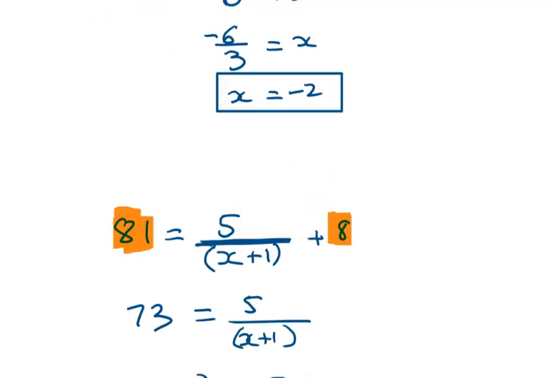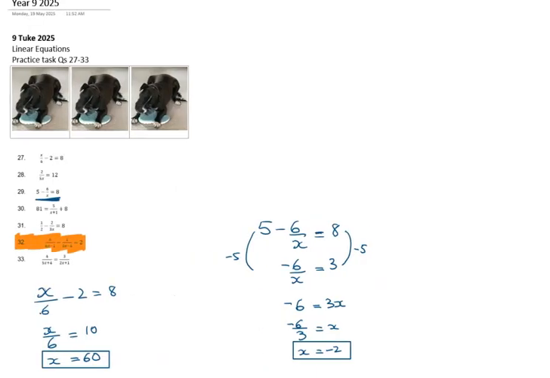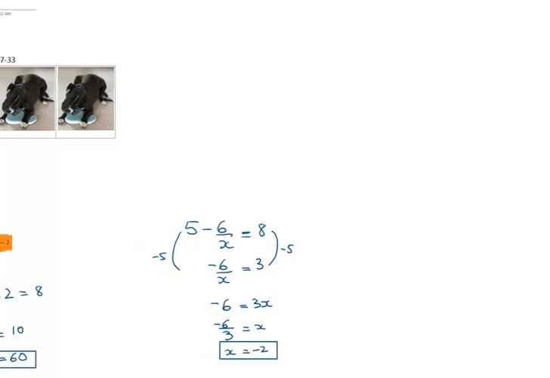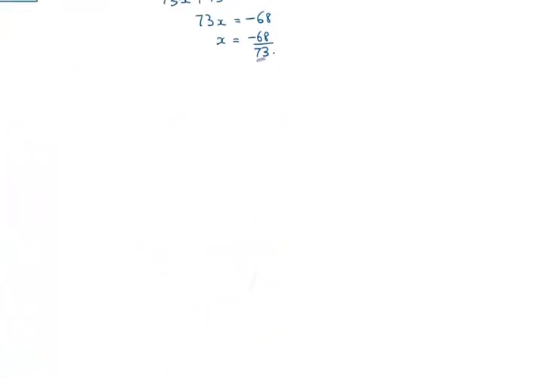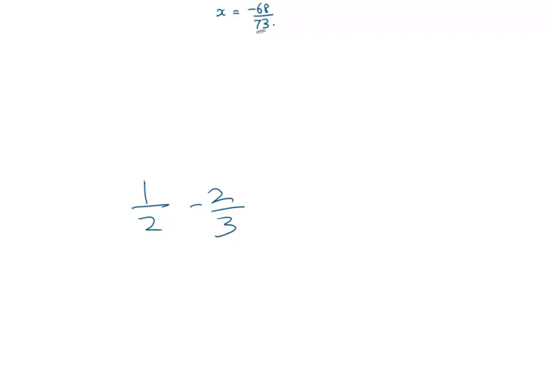Let's just go back to the start and see where we're at. We've got our questions. Here they come. Right, so we're on to 31 and then 33. And in both of these, again, we've got x in the denominator. So 31 goes like this: 1/2 minus 2 over 3x is equal to 8.